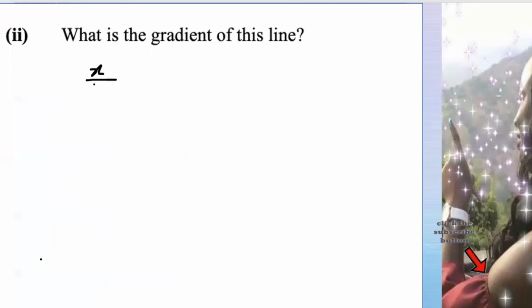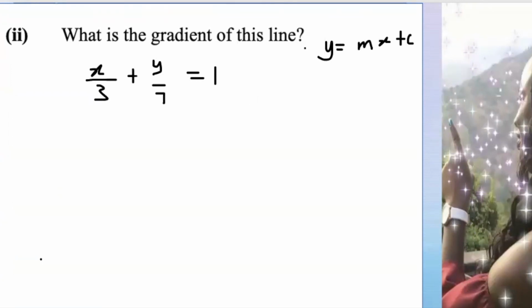Now we need to note what is the gradient of the line. So we need to rearrange this in the form y equal mx plus c. So this equation needs to go into the general form for the equation of a line y equal mx plus c, where m is a gradient and c is a constant. So it means I need to make y the subject.